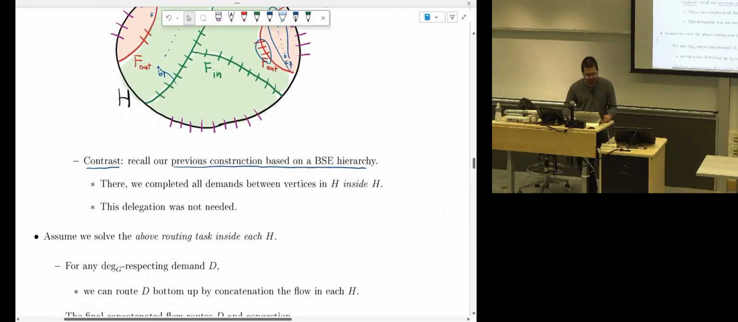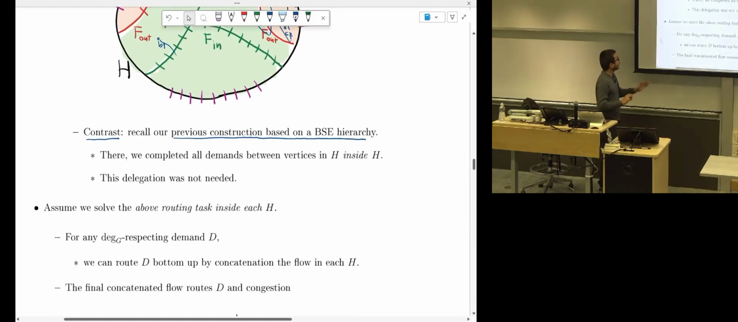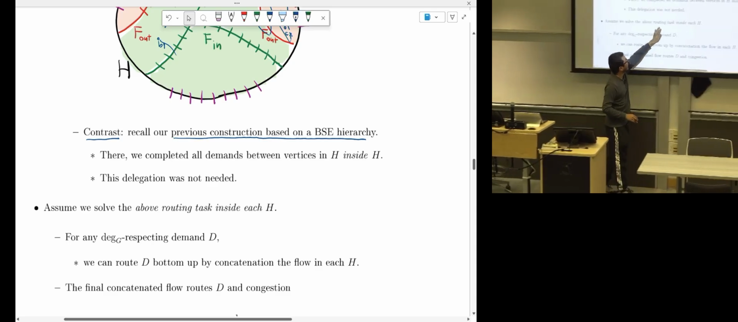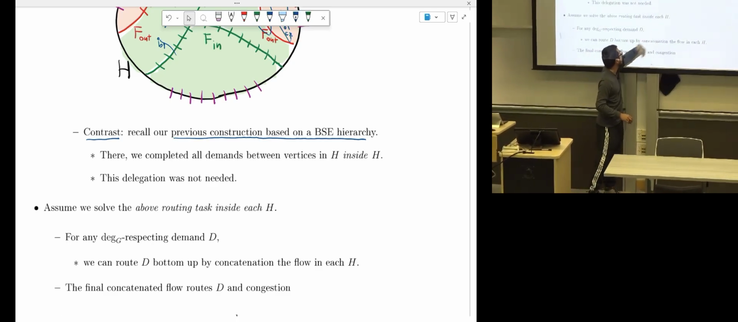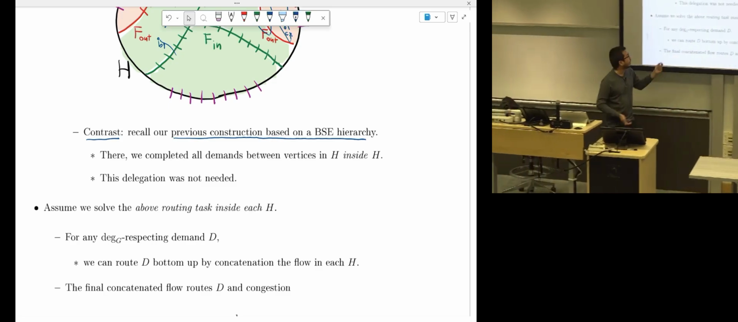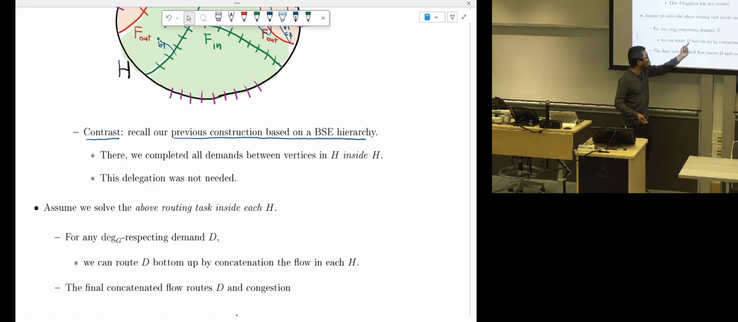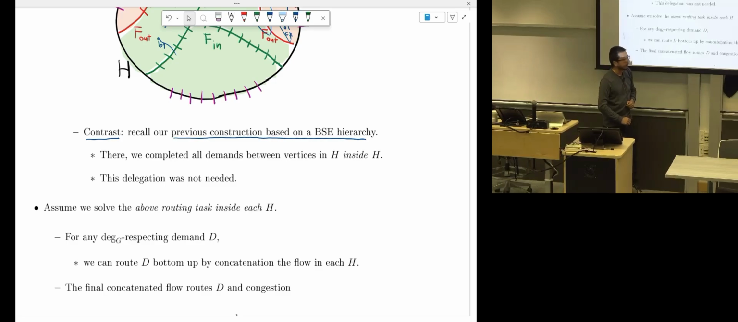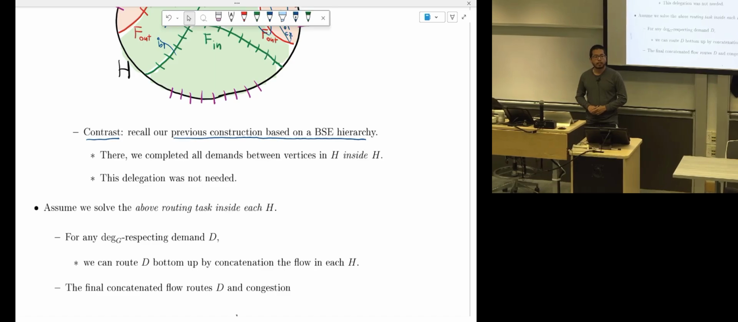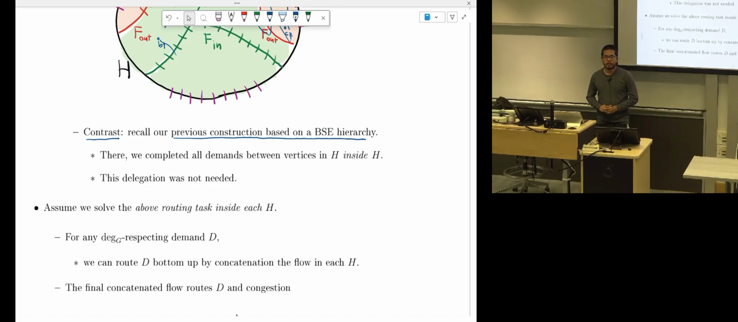So now, assume that we can solve the above routing tasks inside each cluster H. Then I hope you see that given any degree-respecting demand, we can route this demand D in the bottom-up way just by concatenating the flow. And the final concatenated flow will route the demand. What's the total congestion at the end, after you concatenate all the flow?